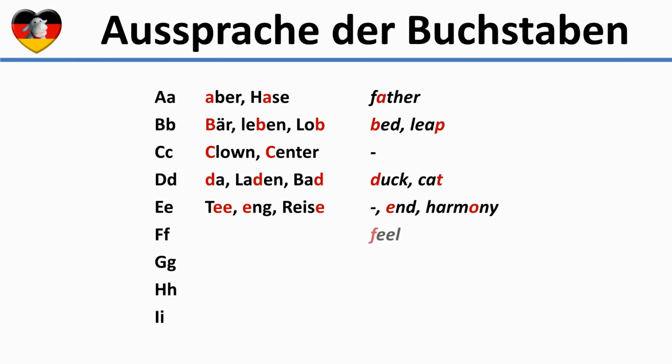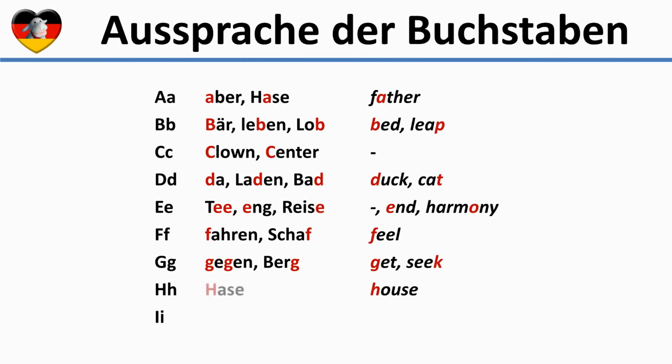F is just like in English, fahren, scharf. G is pronounced like a G in get, gegen. But at the end of a word it is pronounced like a K. For example, Berg. The letter H is pronounced just like in English at the beginning of a syllable, Hase.